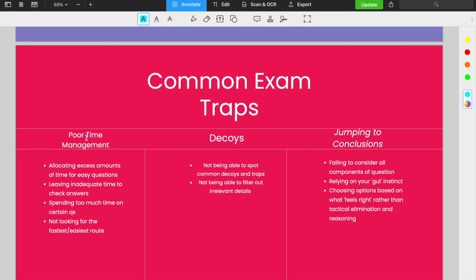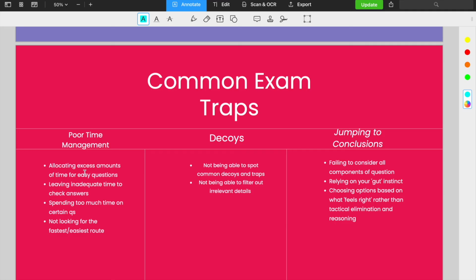They go into mental hijack. They start thinking and spending a lot of time on certain questions, right? If you see a question that's hard, move on, okay? And come back to it later. Always mark it, come back to it later. Allocating excess amounts of time for easy questions, right? You have to work fast.